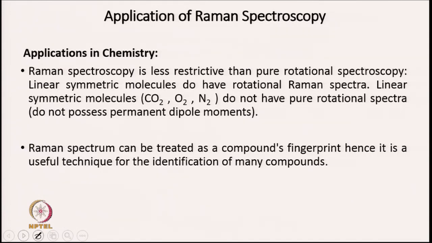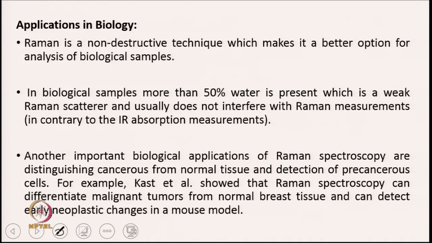Applications of Raman spectroscopy. Raman spectroscopy is less restrictive than pure rotational spectroscopy, since here you do not have to think about whether it is a polar molecule or not. A linear symmetric molecule does not show a rotational spectrum, but it shows a rotational Raman spectrum. Raman spectra can be used as a compound fingerprint, hence it is a useful technique for identification of many compounds.